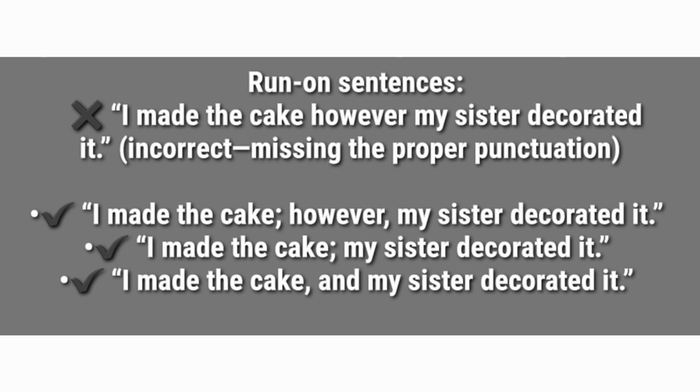The first correct way is, I made the cake; however, my sister decorated it. Second correct way, I made the cake; my sister decorated it. Third correct way, I made the cake, and my sister decorated it.